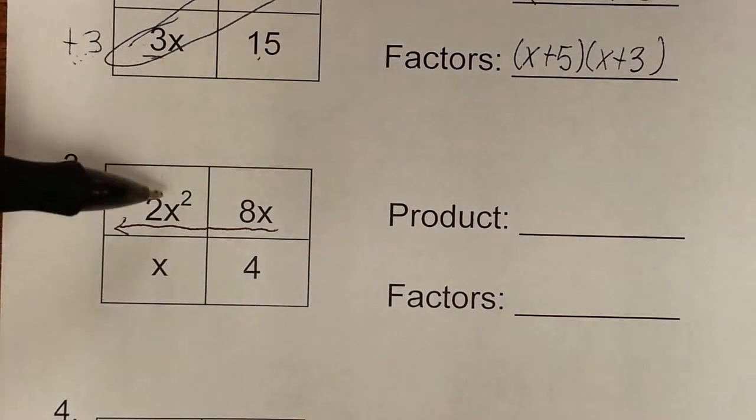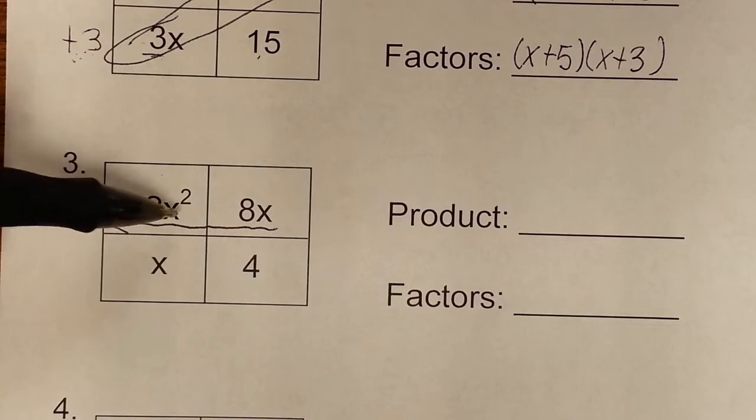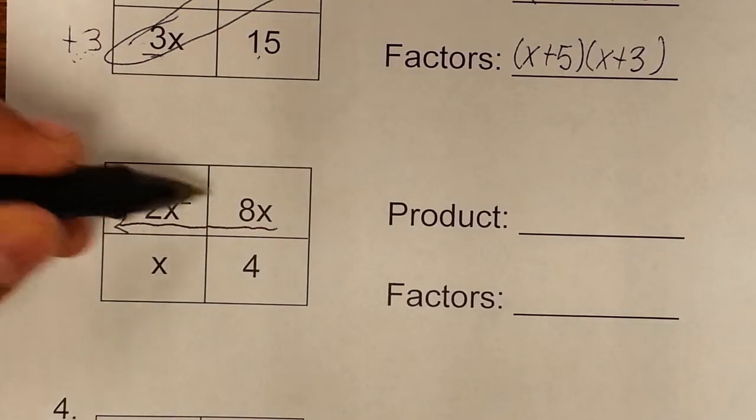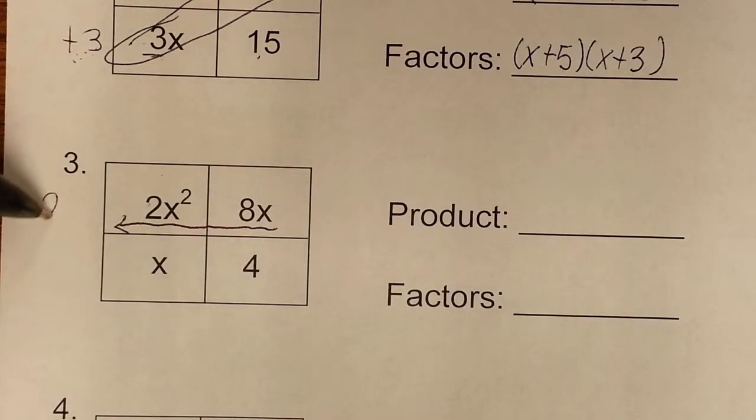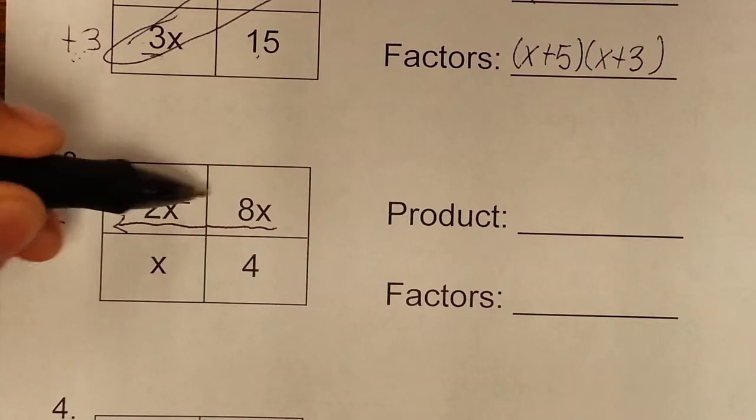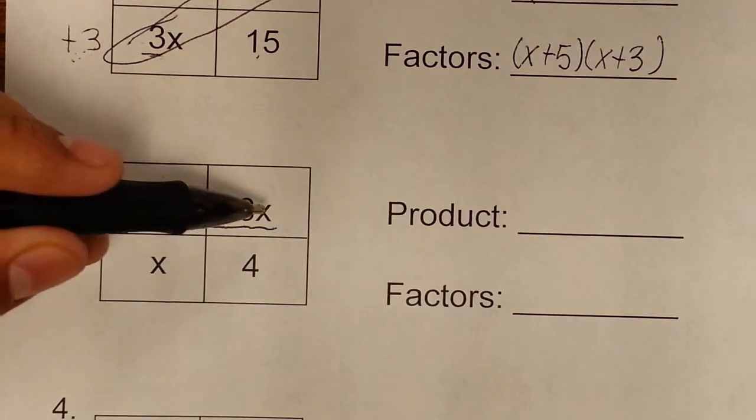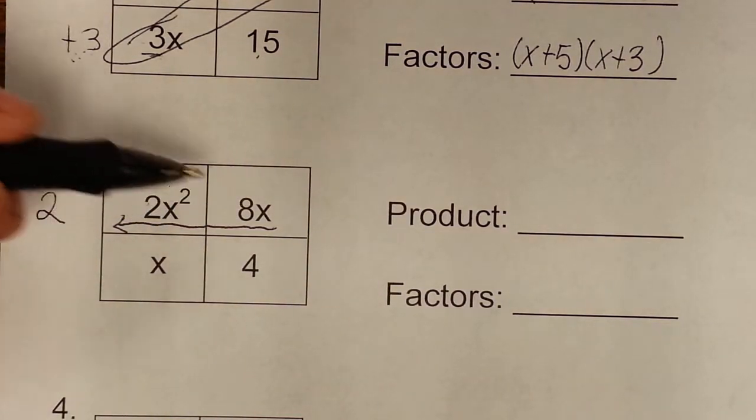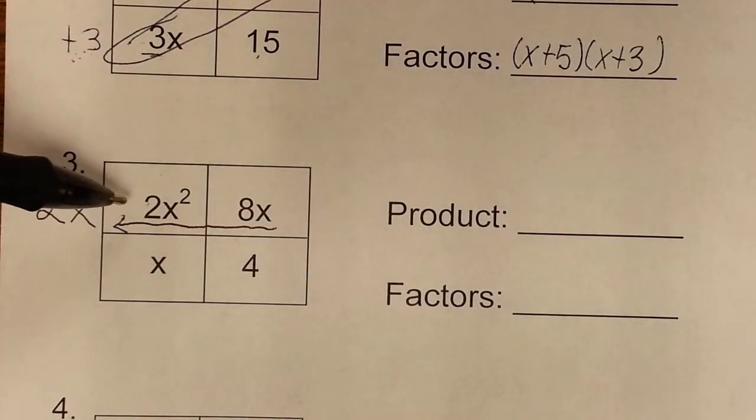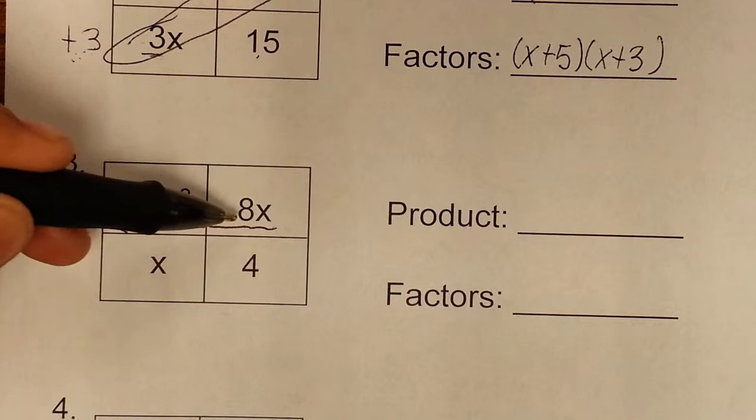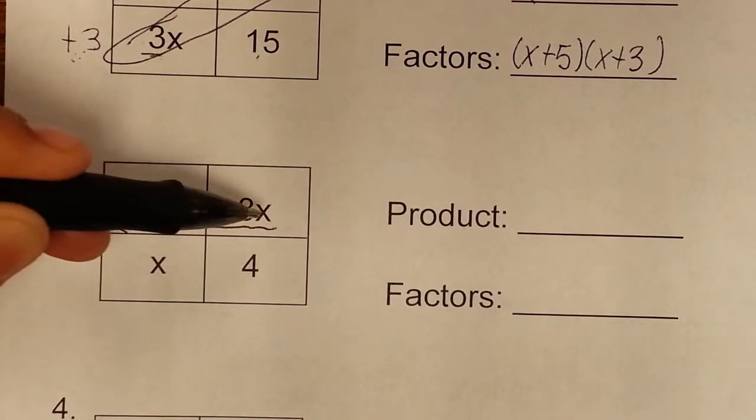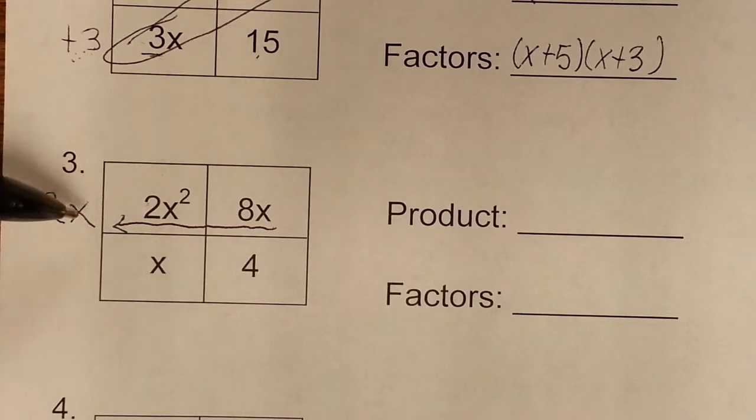So I need to think of the greatest common factor of 2x squared and 8x. 2 will go into 2 and into 8. So I have a 2 so far. And x squared and x both have one x in common, so I can factor out an x out of both of them. So the greatest common factor for 2x squared and 8x is 2x. 2 goes into 2 and 8. X goes into x and x squared. That's this factor.